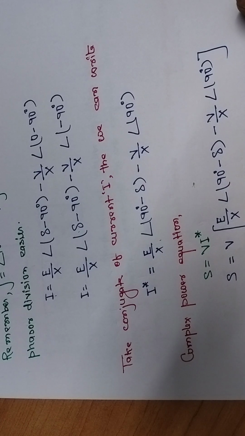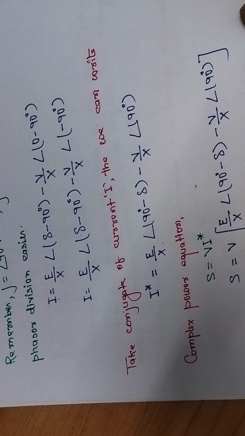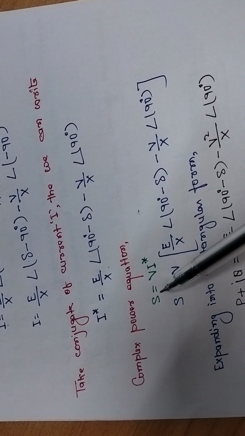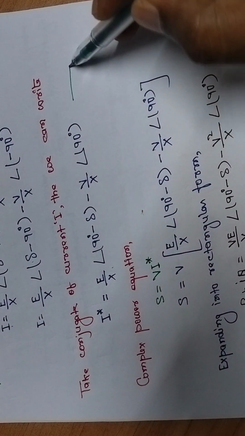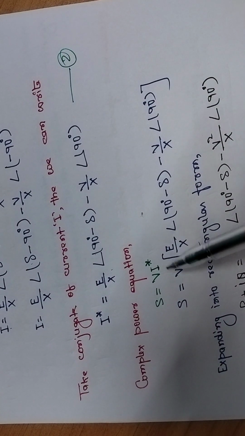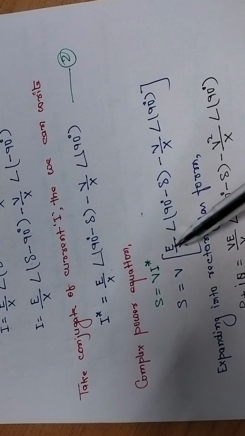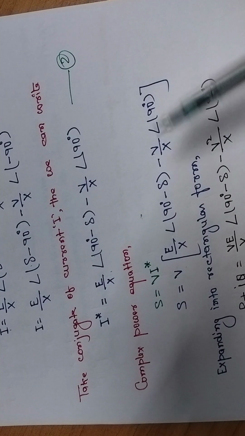at the bus, we know that the complex S is equal to V into I conjugate. So from the above equations, we will put the value of I conjugate here. So V into, as we have written, E by X angle of 90 minus delta minus V by X angle of 90 degree.